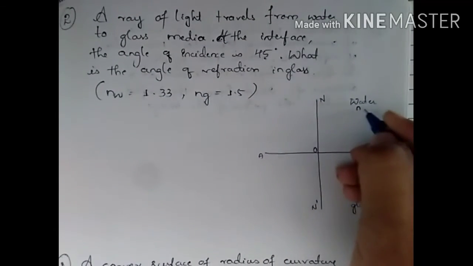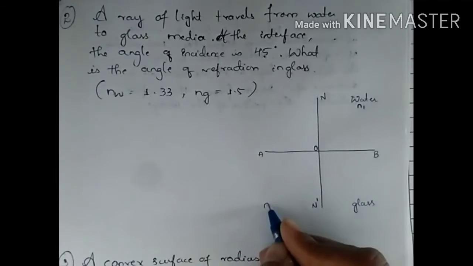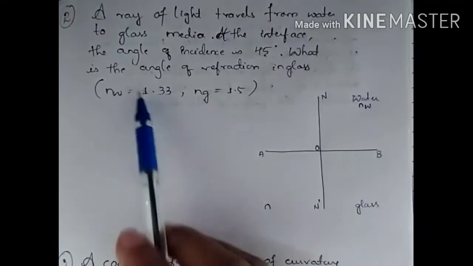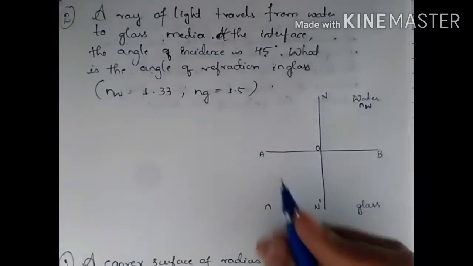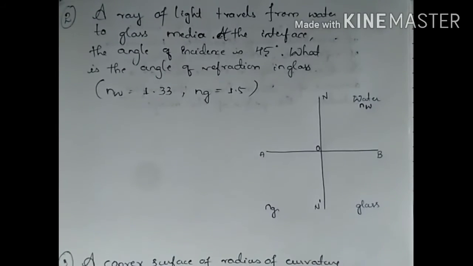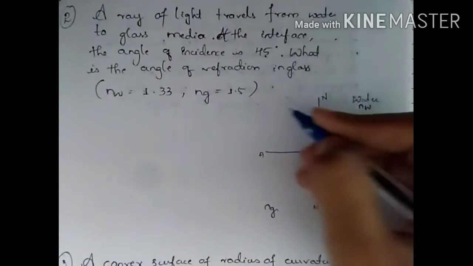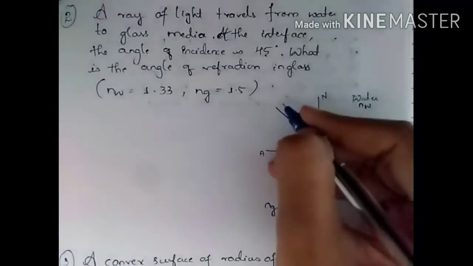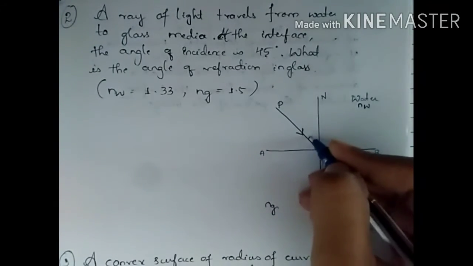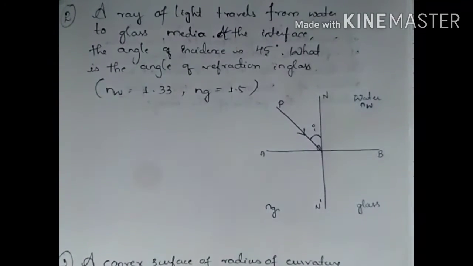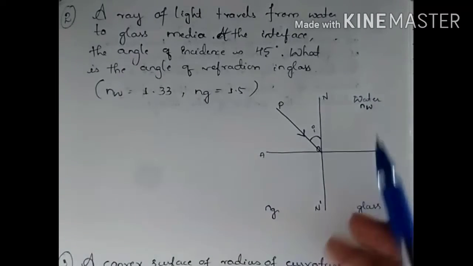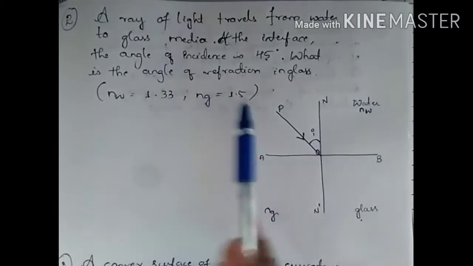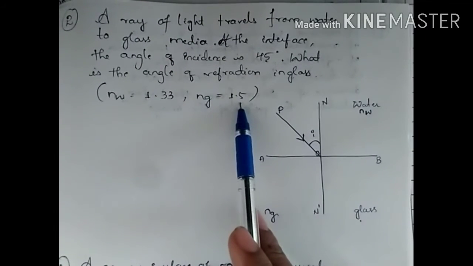Let us denote this as n_w because here he has given the n_w value and the n_g value, and this will be n_g. Here the angle of incidence is 45 degree. PO, the angle I, is 45 degree to the normal. Now it is moving from water medium to glass medium, and the refractive index for water is given here and the refractive index of glass is given here.